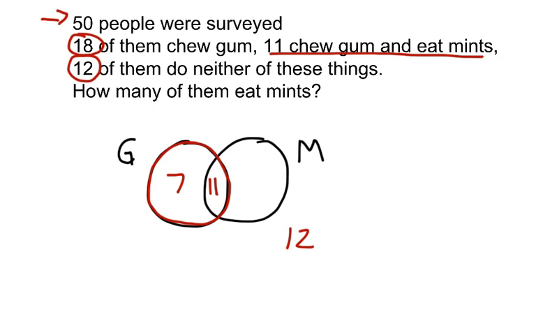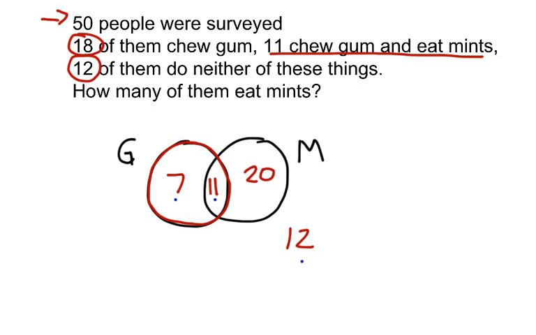Well, so far in my diagram, I have 7, 11, and 12. So let's see, that's 18 and 12. That's 30 people so far that have been put onto my diagram. So there's 20 people that haven't been put anywhere yet. They must go over here into region 3. And now my diagram's complete.